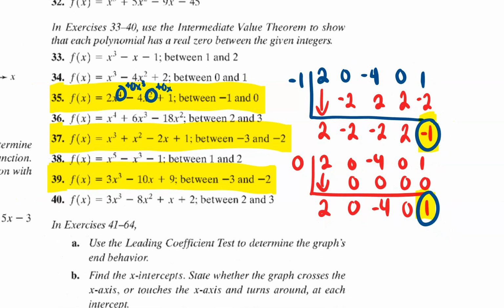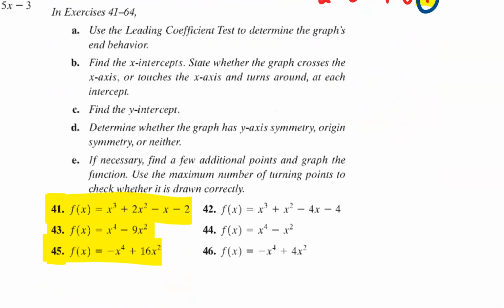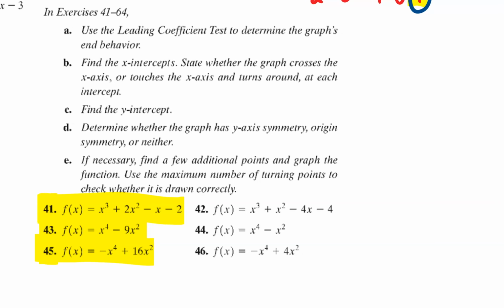All right, so we're going to move on to the next few problems, which have a lot of directions. So we're just going to go through, we're going to do 41 together. Let's see. Use the leading coefficient test to determine the graph's end behavior. So this is the first term. This is all we need to look at to determine the end behavior. Since it's an odd degree, we know the ends are pointing different directions.